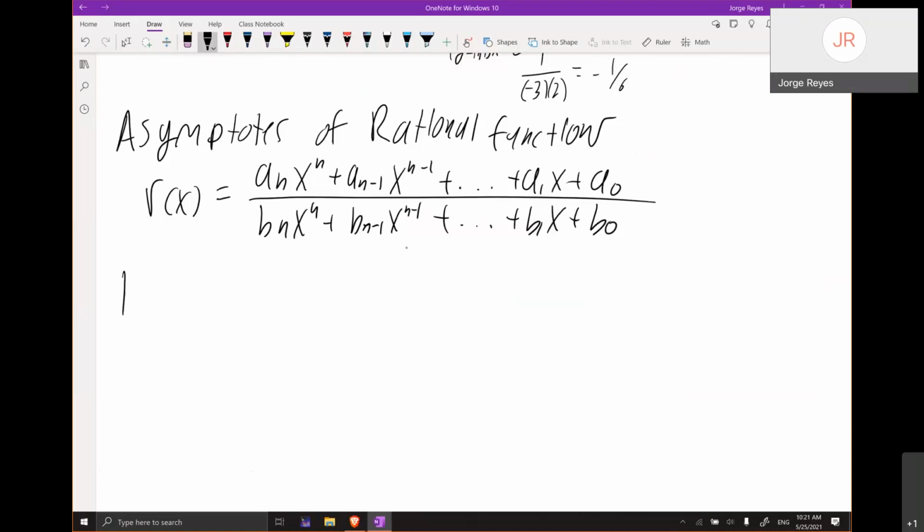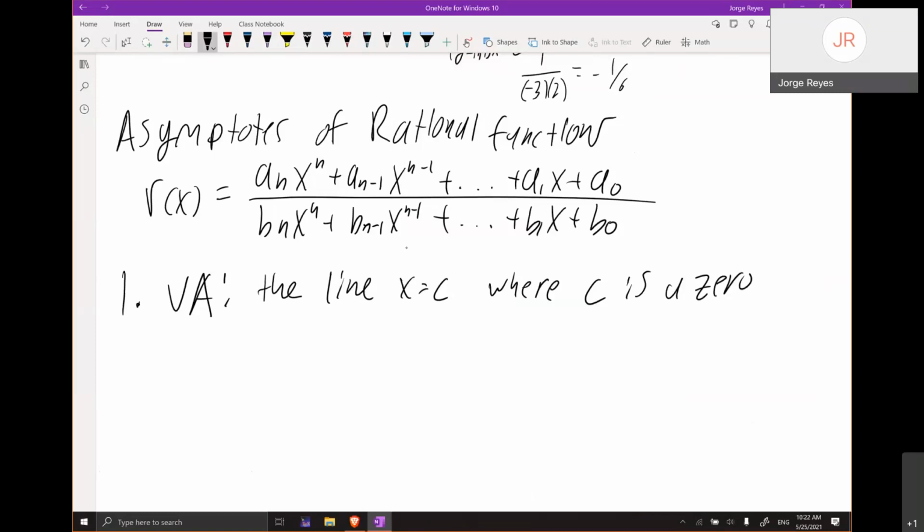All right, the first rule is how do you figure out the vertical asymptote? The vertical asymptote is the line x equals c, where c is a 0 of the bottom polynomial. Okay, so the vertical asymptotes are just when the bottom is 0, which is also the parts that are not in the domain.